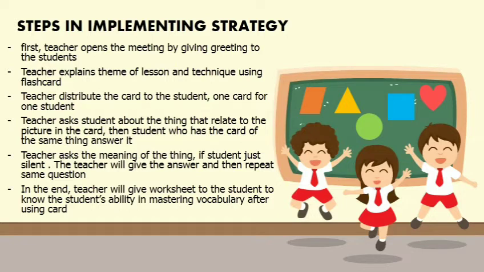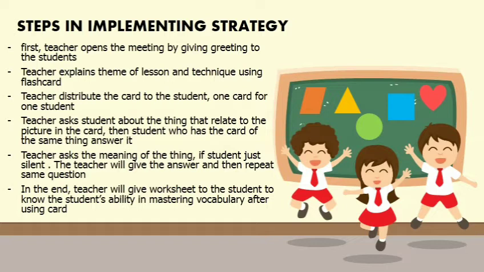And then the teacher asks students about the thing or the animal that relates to the picture on the card. Then the student who has the card of the same thing answers it. For example, the teacher would ask, "I like tiger, do you?" And then the student who has the card with the picture of the tiger would answer, "Yes, I like it too."